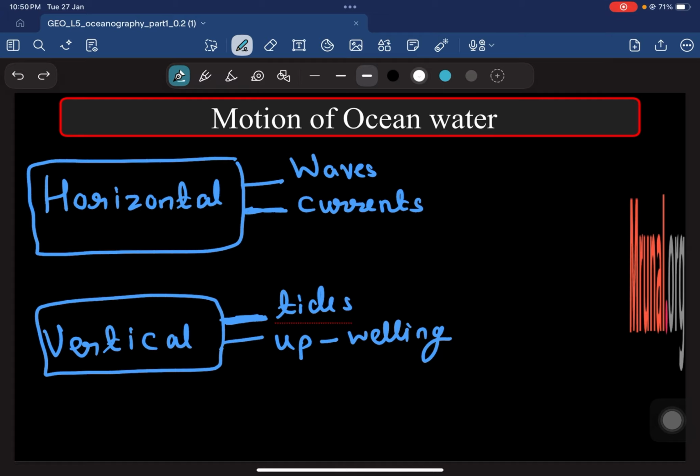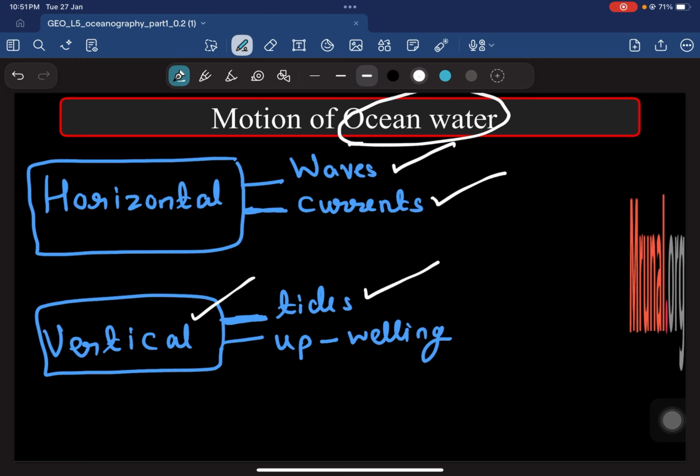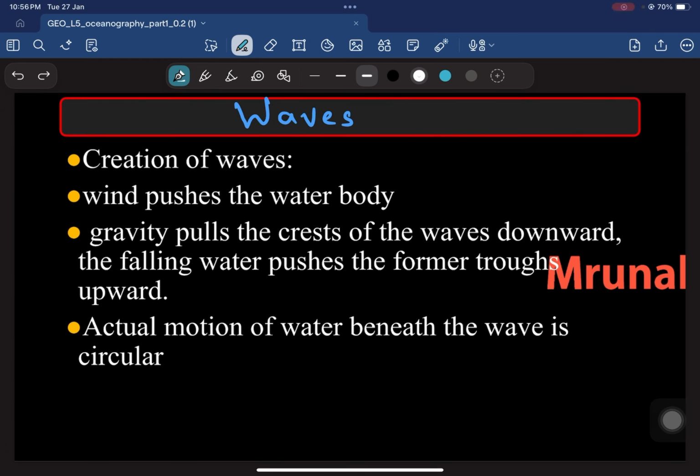Today I am discussing the topic motion of ocean water. Ocean water will move horizontally in the form of waves and currents, and ocean water will move vertically in the form of tides and upwelling. One by one, we will discuss it later, but as of now, make a point that ocean water moves horizontally in the form of waves and currents, and moves vertically in the form of tides and upwelling.